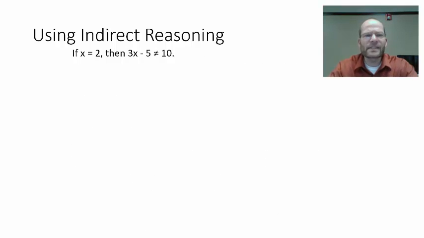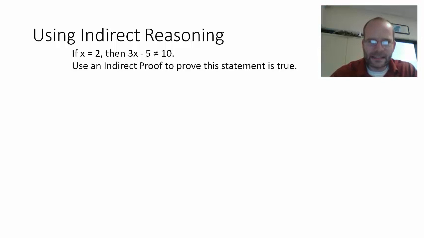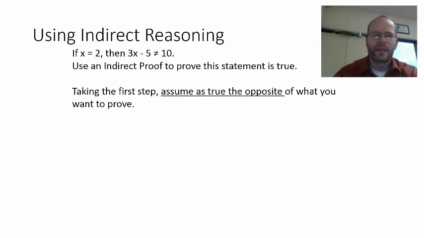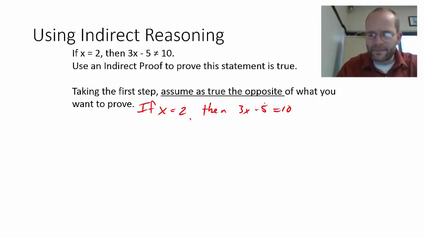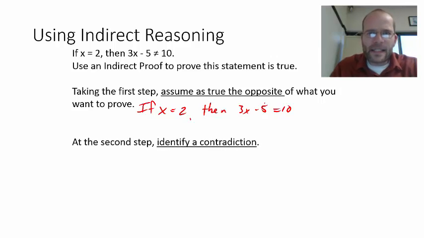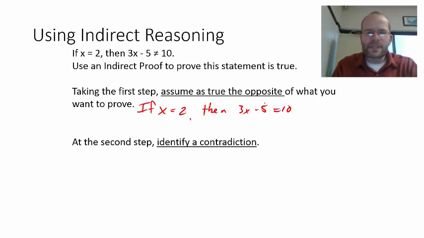Here's the statement. It says, if x equals 2, then 3x minus 5 does not equal 10. We'd like to prove that statement using an indirect proof. How do we begin? Step number 1, we need to assume the opposite. Therefore, we'll assume that if x equals 2, then 3x minus 5 equals 10. We'll assume the opposite. The next step, the second step, is to show that our assumption in step 1 leads to a contradiction. How can we do that here?